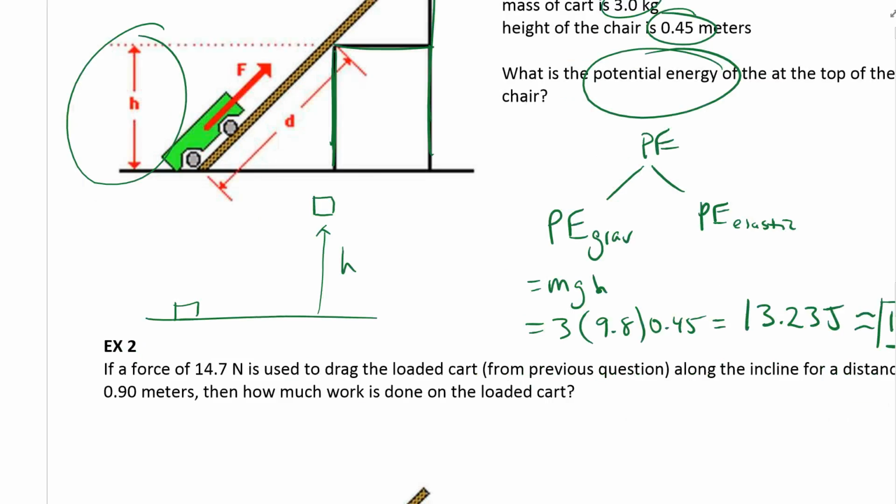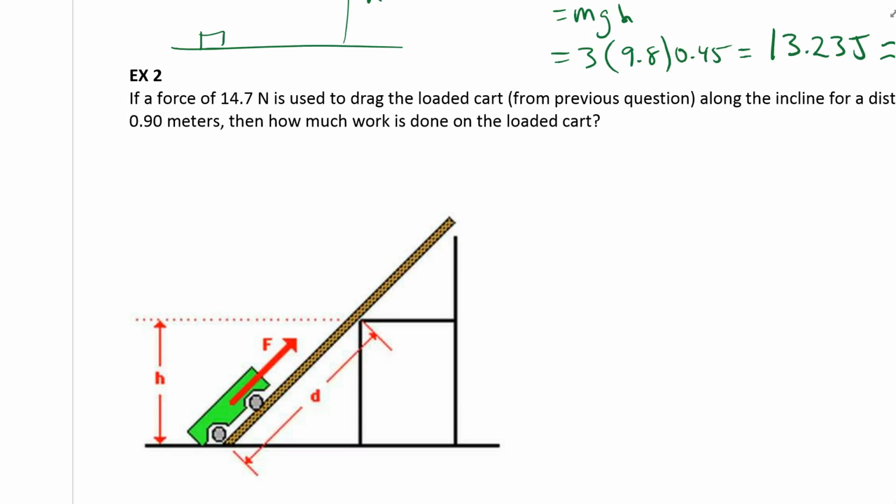Okay, now example number 2, it's the exact same situation. I just copied the diagram a second time. Now we're talking about the force. It says if a force of 14.7 newtons is used to drag. So here we've got this object, and the force is 14.7 newtons, and the displacement is 0.9 meters. Okay, so that's the length of this diagonal over here. How much work was being done?